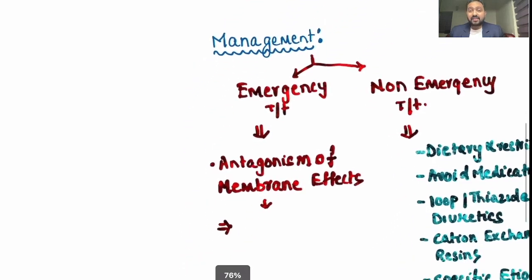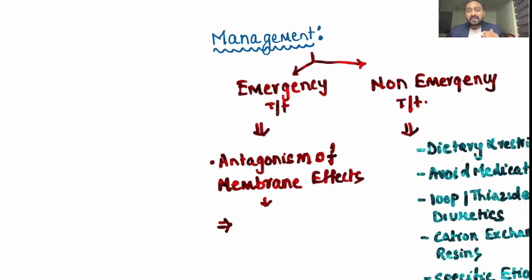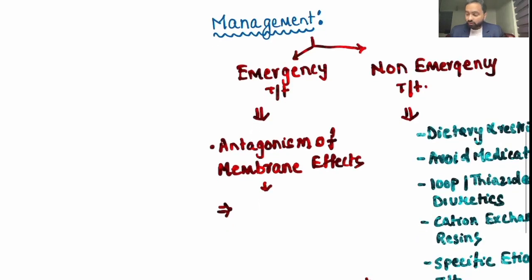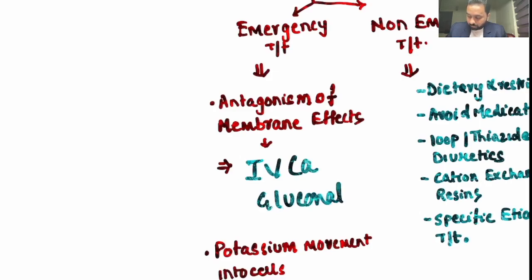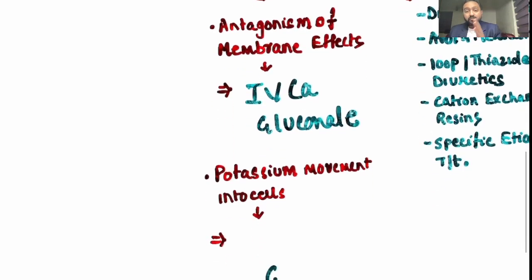So first let's discuss the emergency treatment. Emergency treatment can be further subclassified into three broad categories. The first one would be antagonism of membrane effects. So how would you achieve that? This can be achieved with the help of IV calcium, with IV calcium gluconate, right? Now your next would be the movement of potassium into the cells, right?